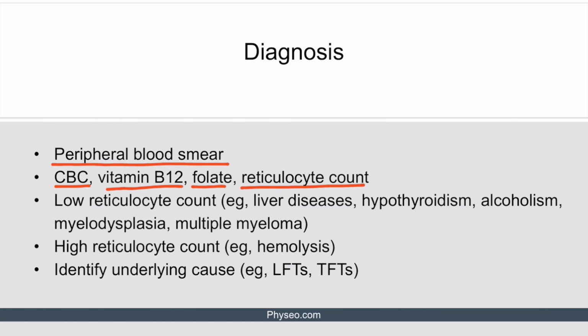Non-megaloblastic macrocytic anemias with a low reticulocyte count should increase our suspicion for liver disease, hypothyroidism, alcoholism, myelodysplasia, and multiple myeloma. A high reticulocyte count indicates that the anemia is likely due to hemolysis. Further workup is directed at identifying the underlying cause, for example, obtaining liver function tests and thyroid function tests.